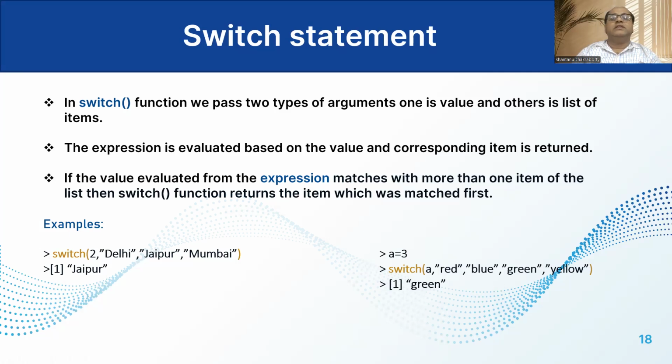One is the value and the other is the list of items. The expression is evaluated based on the value and the corresponding item it returns. So if the value is 3, it will return that particular item from the list. If the value is 2, it will return that particular item from the list. So this is a switch statement that we use in R programming.